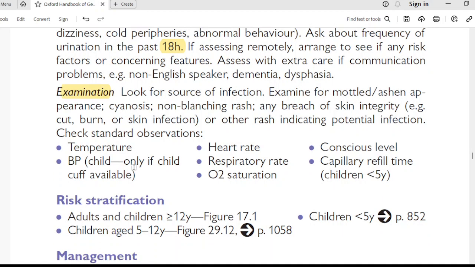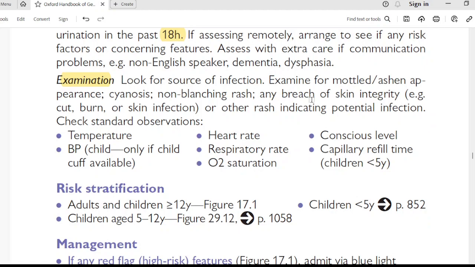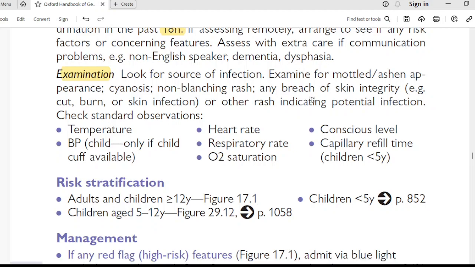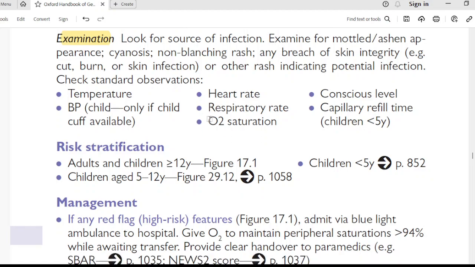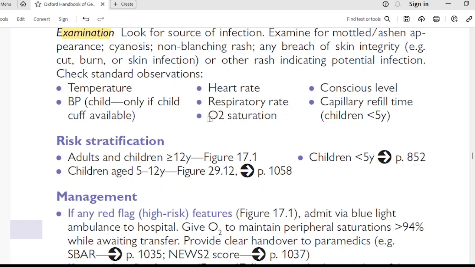Examination. Look for a source of infection. Examine for mottled or ashen appearance, cyanosis, non-blanching rash, any breach of skin integrity, for example a cut, burn or skin infection, or other rash indicating potential infection. Check standard observations: temperature, BP, heart rate, respiratory rate, oxygen saturation, conscious level, capillary refill time, and in children less than 5 years.